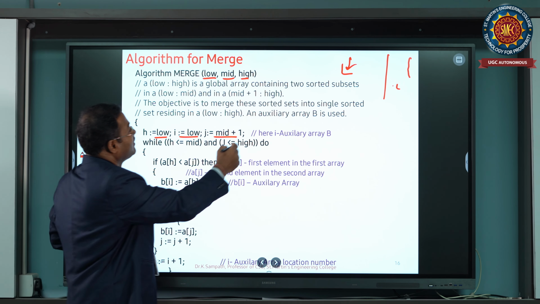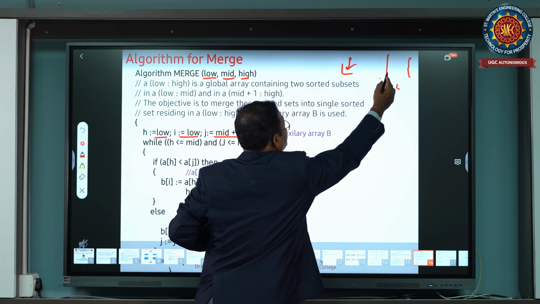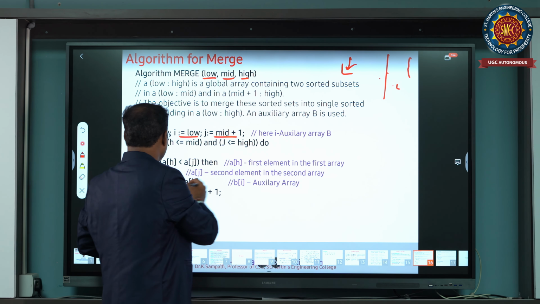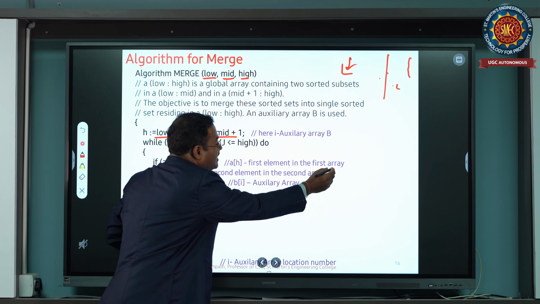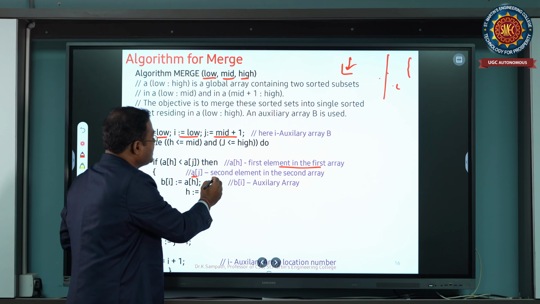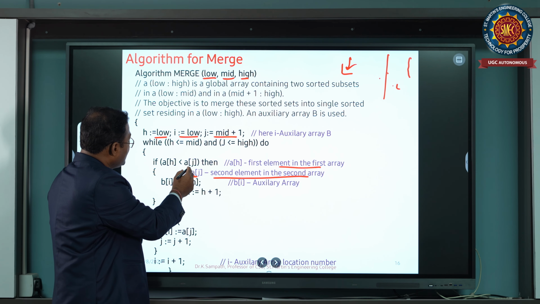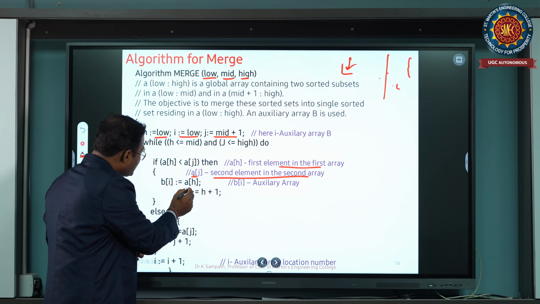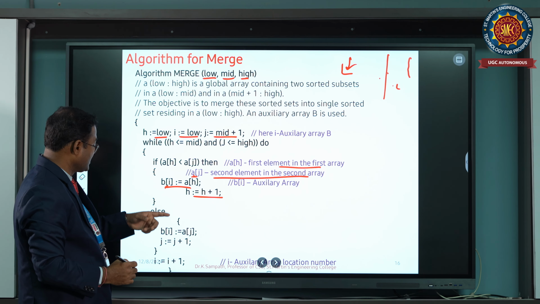This means first we move low to mid, and then J goes from mid plus 1 to high. Then if A of H is less than A of J, meaning the first element in the first array against A of J, the first element in the second array, copy A of H into the auxiliary array, then increase the auxiliary array position, and H is equal to H plus 1.